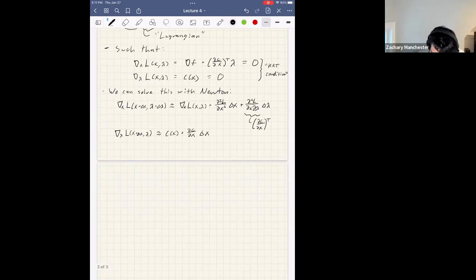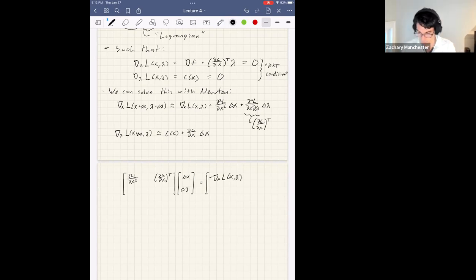Now we're going to smush all this together into a big matrix linear system that looks like this. From the first row, we get partial squared L partial x squared, so the Hessian of the Lagrangian. Then we get partial C partial x transpose. Those multiply delta x, delta lambda. And on the other side, we get minus grad x of L of x, lambda. So this is literally just me writing this first line, moving terms around and writing it out as a matrix vector equation. And then the second one is just partial C partial x times delta x, there's nothing else here, equals minus C of x.